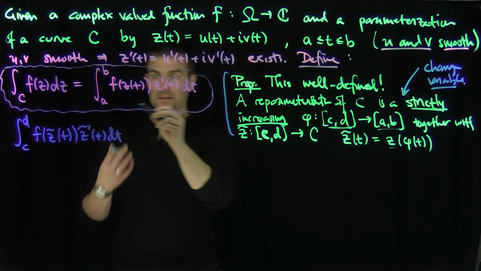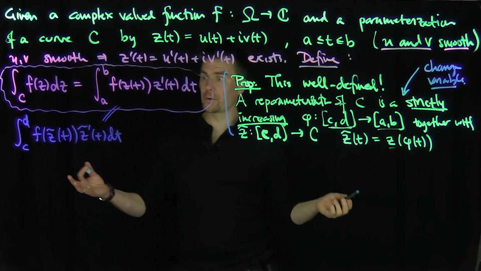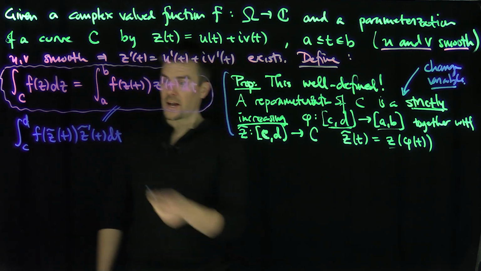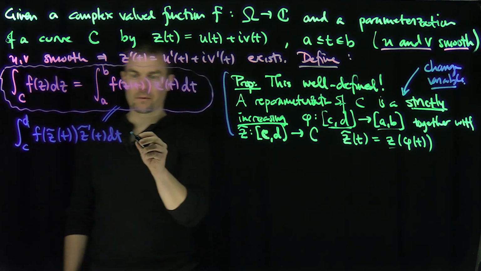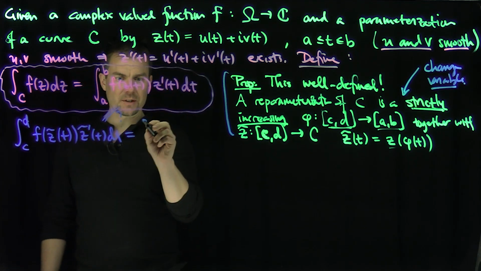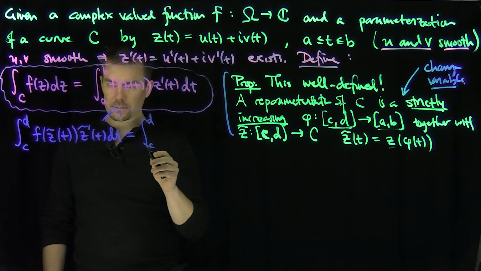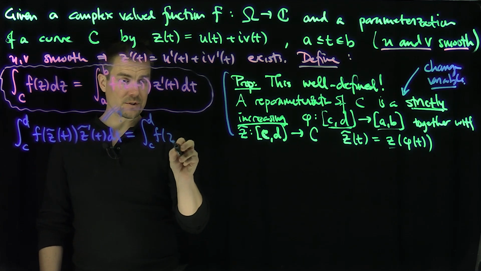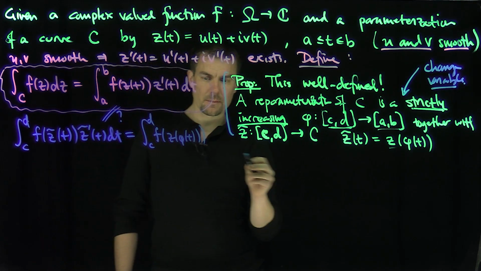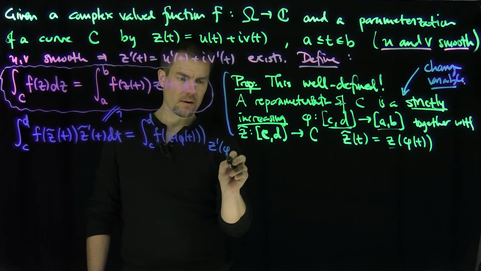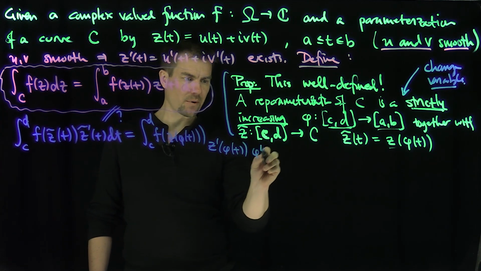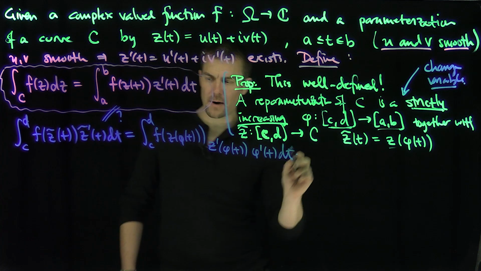I'd like to show that this is exactly the same thing as this. I want to show that those two expressions are the same. In other words, I give you a different parameterization of the curve, and I get the same answer over here. So is that true? Let's find out. What is Z tilde? This is the integral from C to D of f of Z of phi of T, and then Z tilde prime is going to be Z prime of phi of T times phi prime of T by the chain rule, dt, right?